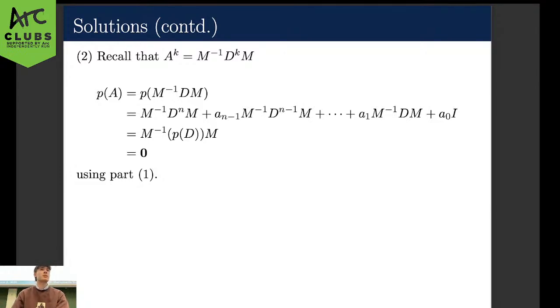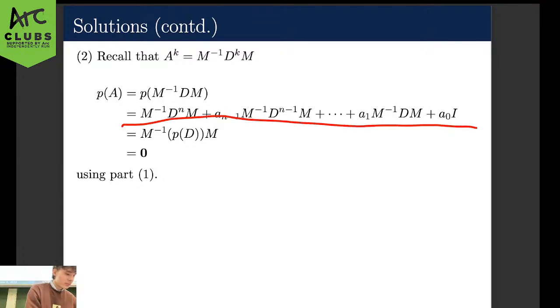Substituting that expression into the characteristic polynomial gives us this very long expression. But we can notice that it's the same as our P of D polynomial, except each term is multiplied on the outside by M inverse and M. We can factorize those out, leaving us with M inverse multiplied by P of D multiplied by M. Because P of D was equal to the zero matrix in our previous part, this whole expression also equals the zero matrix. So now we've proven that P of A equals 0.